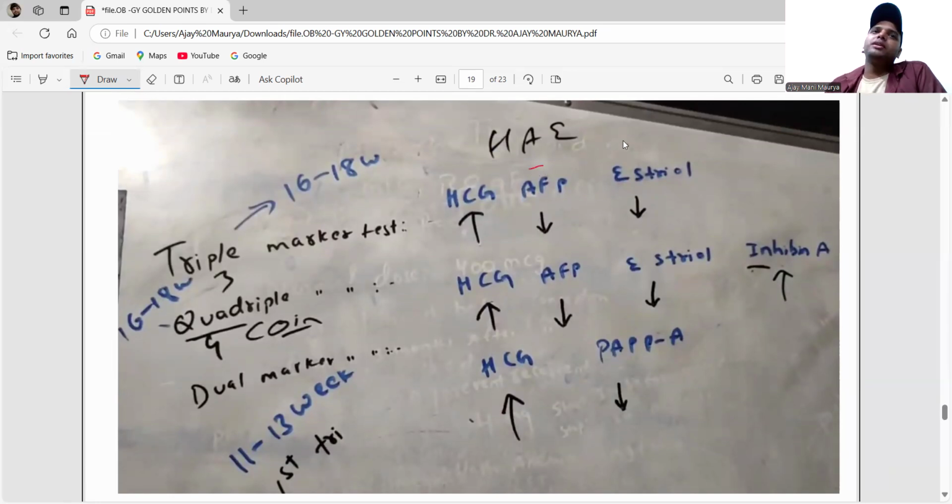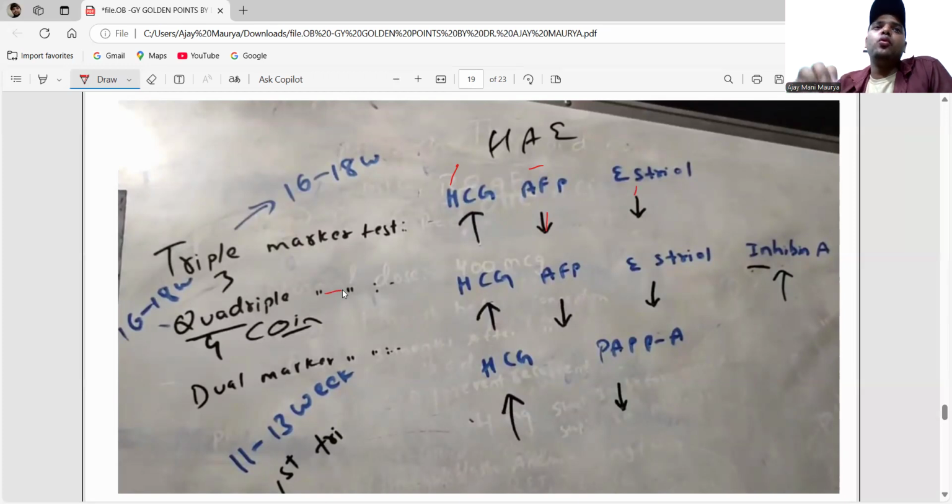How to remember, guys? See the triple marker test. The HCG, H for high. This is the AFP. Remember like this one, guys. This is the triple. I tried, but fall down. Tried means triple, fall down. F means fall down. AFP, fall down. So, H high, HCG, AFP, F fall down. Estriol also low.